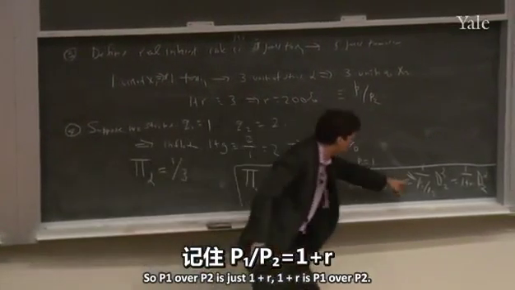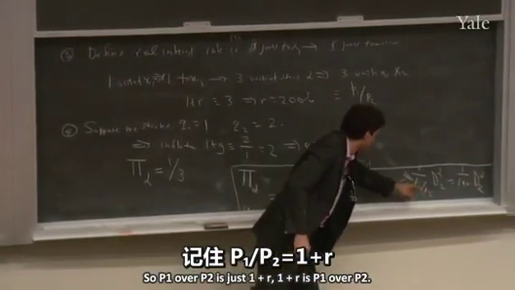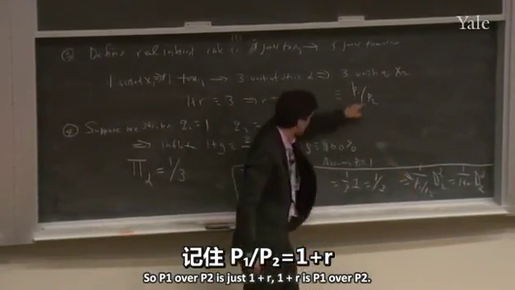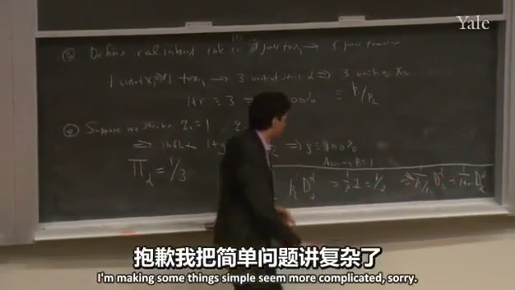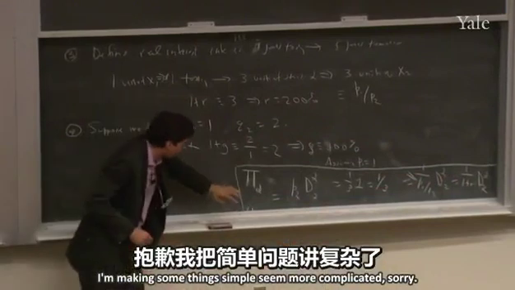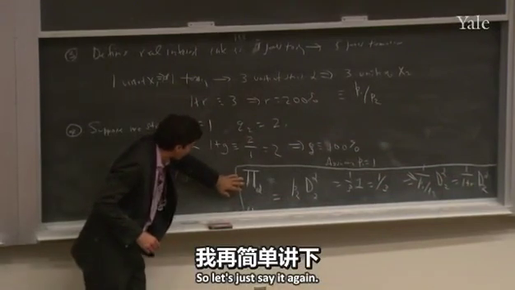Okay, so P1 over P2 is just 1 plus R. 1 plus R is P1 over P2. So I'm not saying anything new, I'm making something simple seem more complicated, sorry. So let's just say it again.